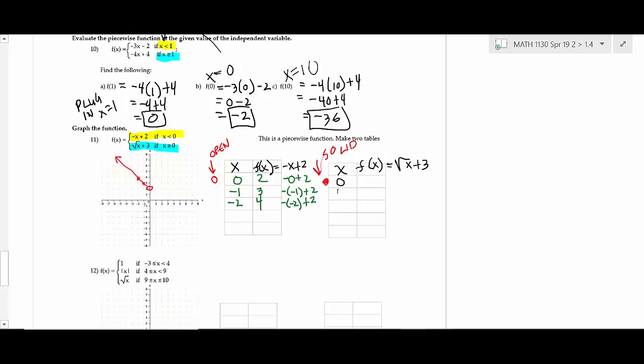And then I'm going to do numbers I know square roots of. I know the square root of 1. I know the square root of 4. I know the square root of 9. That's good enough, okay? All you need is 2 or 3 points just to get the idea. Now you plug it in, and you can do all this in your head.